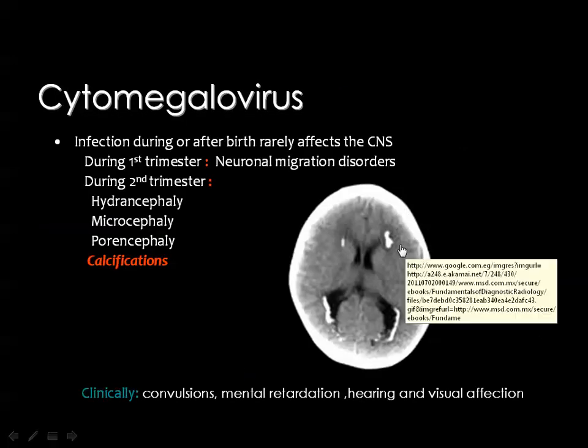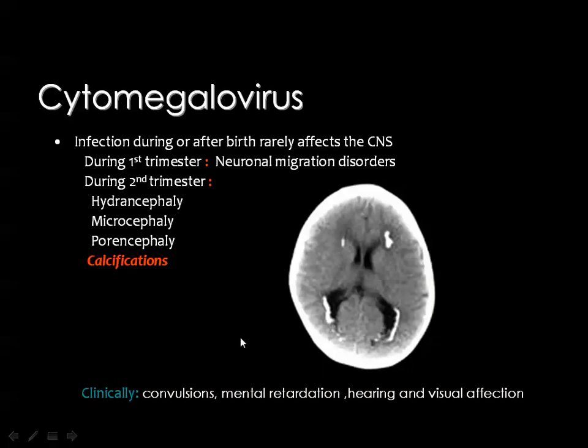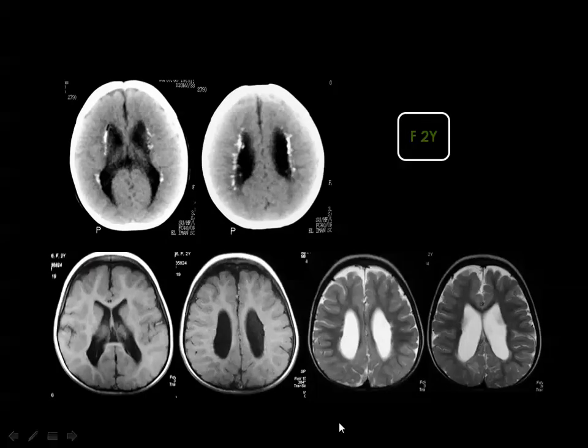And here you can see calcific foci that are related to the wall of the ventricle bilaterally, and this is the manifestation of all the TORCH infection, particularly the cytomegalovirus, where calcium is related to the ventricle. One should know that these minute periventricular calcifications may not appear in the MR images. As you can see in this female child, 2 years old, with proven cytomegalovirus infection.